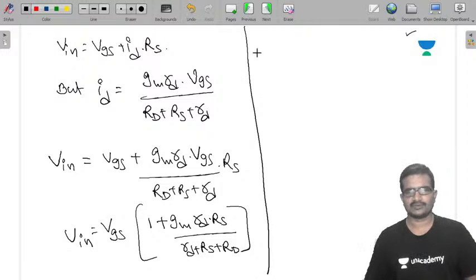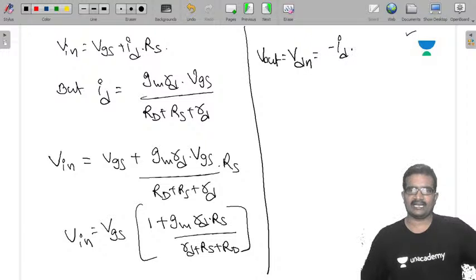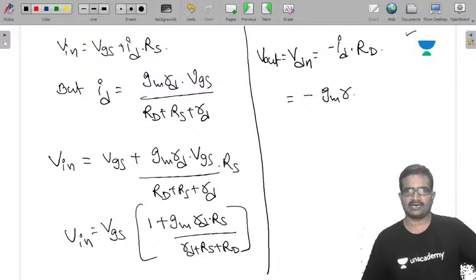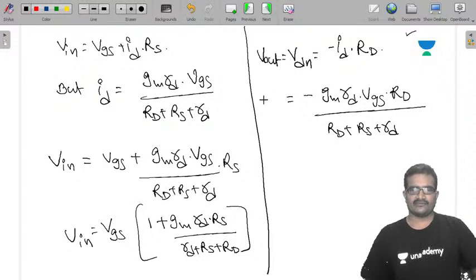Similarly, take the output. We know the output value. V output is nothing but VDN, which is minus ID into capital RD. Now substitute this ID value which you have in terms of VGS. Therefore, it is minus gm into rd into VGS into capital RD by (RD plus RS plus small rd). Okay, this is the V output.